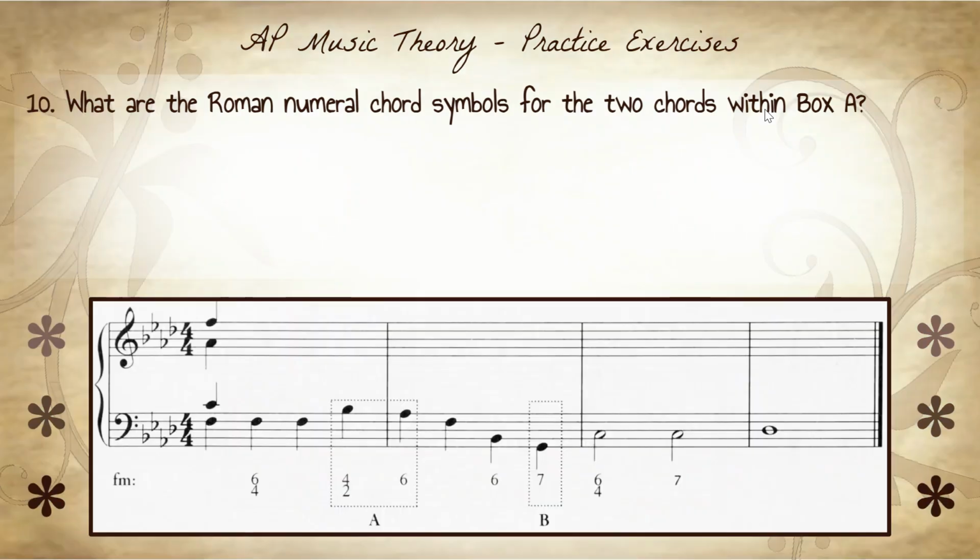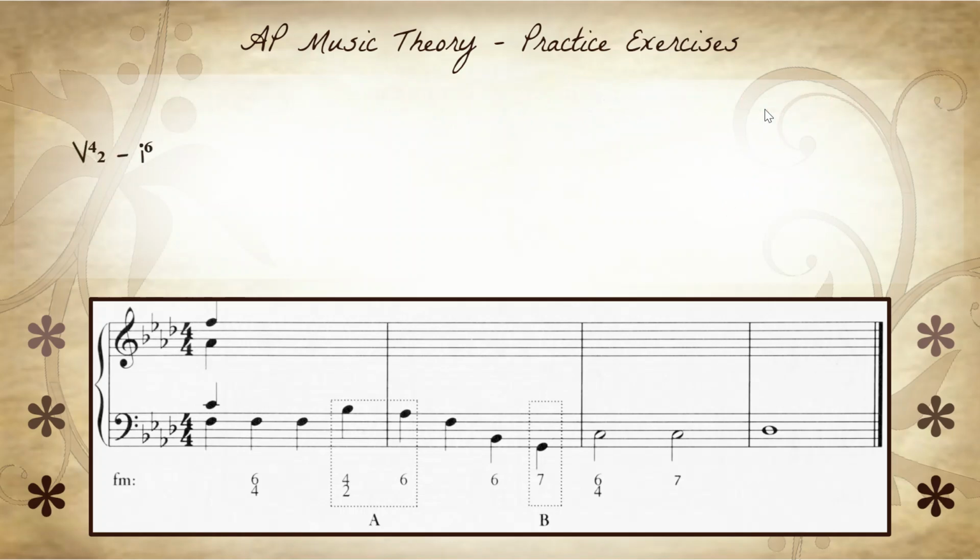Question 10. What are the Roman numeral chord symbols for the two chords within box A? Box A has two chords, a third inversion dominant seventh to a tonic first inversion. The dominant seventh chord in third inversion should always resolve to the tonic in first inversion, either major or minor, so that the seventh of the chord, which is in the bass, can resolve correctly.